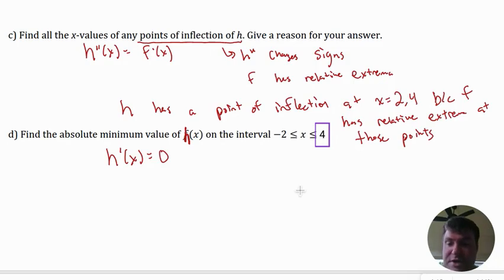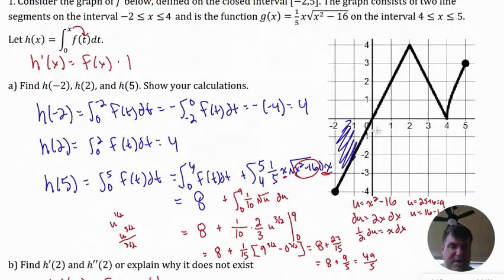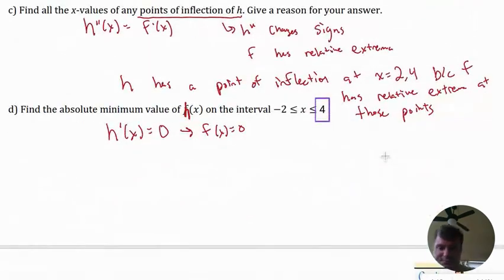We need more views. So when h prime is equal to 0, that is when f is equal to 0. So when does f of x equal 0? f of x equals 0 here at 0 and at 4.